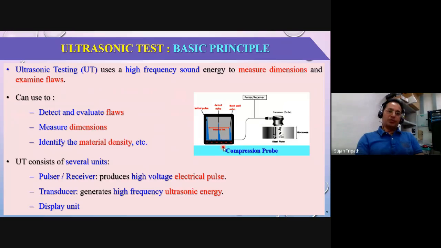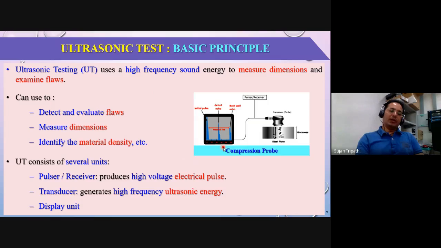The basic principle of the ultrasonic test for the welds is shown in this slide. What is the basic principle? Ultrasonic testing usually uses high frequency sound energy to measure the dimension and the defects on the plate, which are also called flaws. Basically we use it to measure the dimension of the plate, the dimension of the defects, and also the location and type of the defects. It can be used to detect and evaluate the flaws, measure the dimension, and identify the material density as well.